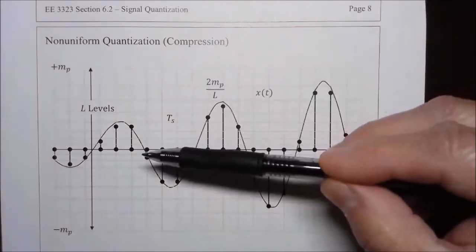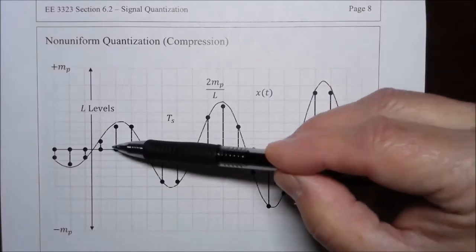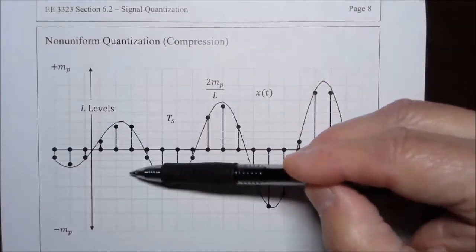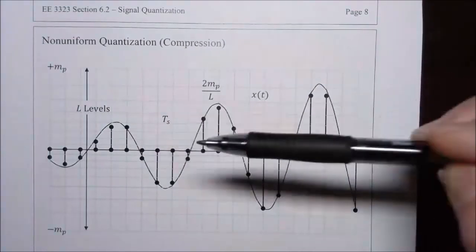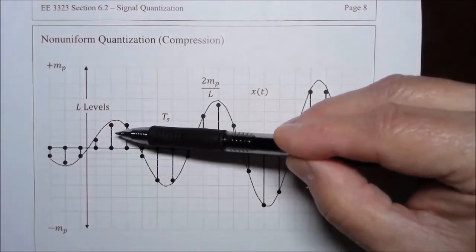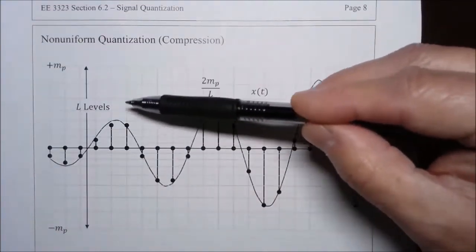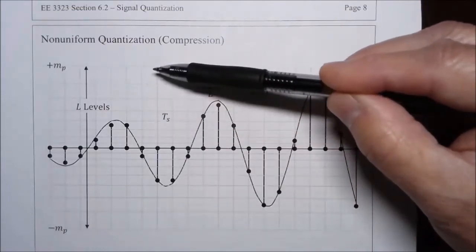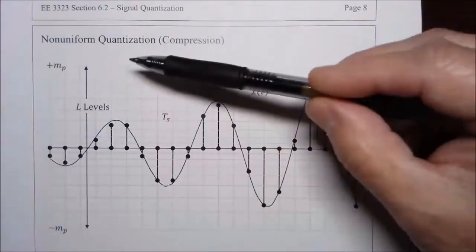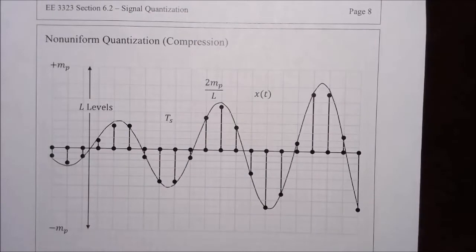Compression takes advantage of this by spacing the levels more closely together in a non-uniform fashion. There's not equal spacing between the lines in this quantizer. When we're close to zero, they're spaced more closely together. And then when the signal is in a larger size, the level lines are more widely spaced. This is a non-uniform quantization, and it is often called compression. Not to be confused with data compression, which is something else altogether.